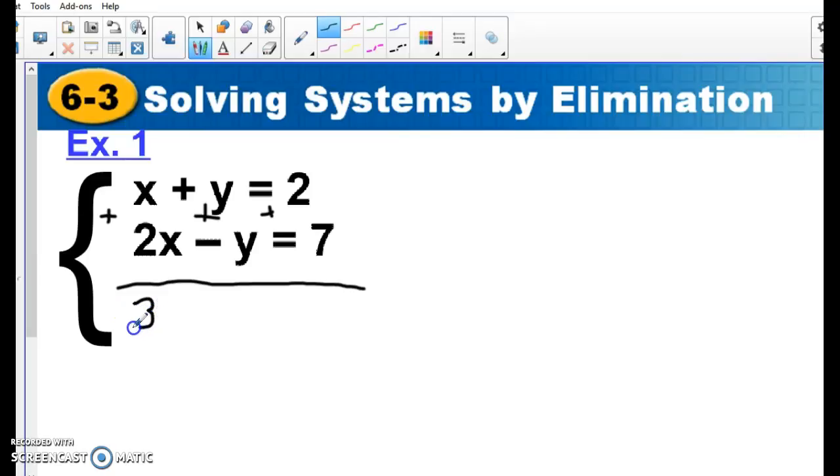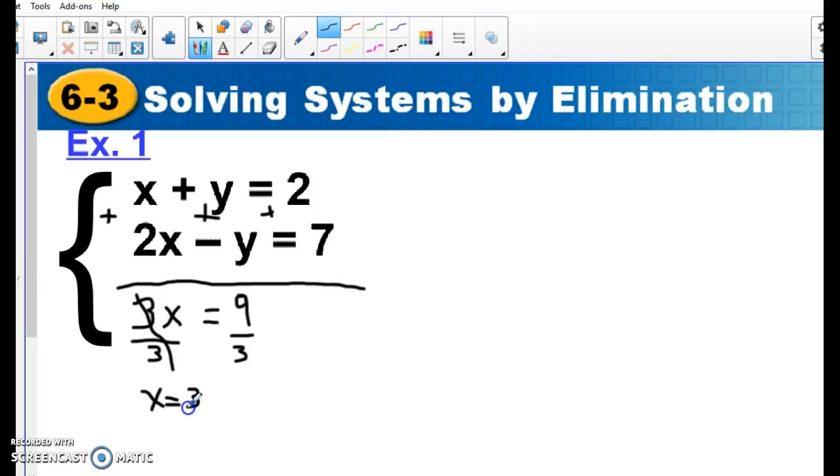So x plus 2x is 3x. Like I said, y plus a negative y is 0, so I'm not going to put anything there. And then 2 plus 7 is 9. And now I'm going to solve for x. So 3 times x. I'm going to divide both sides by 3. X equals 3.